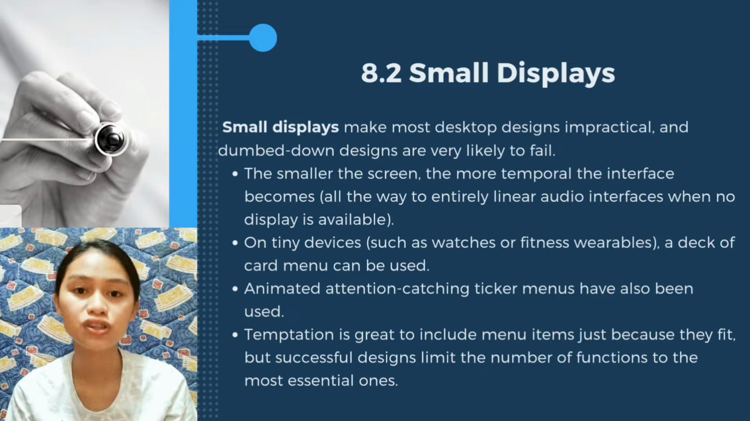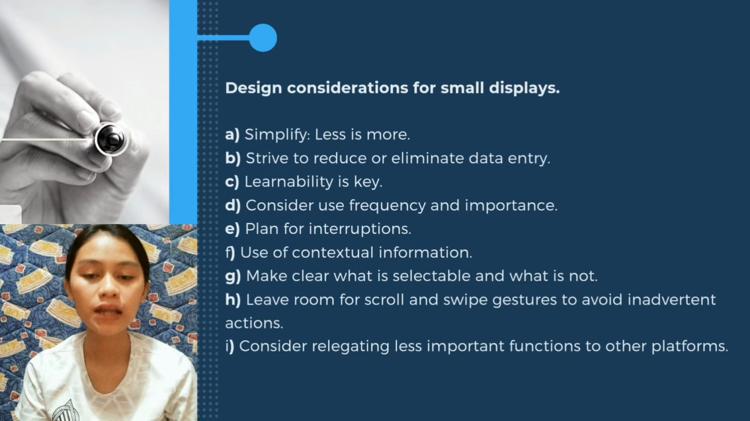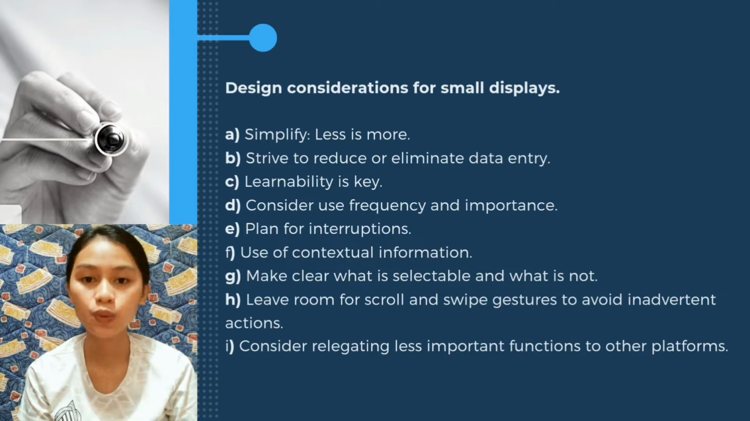Temptation is great to include menu items just because they fit, but successful designs limit the number of functions to the most essential ones. Following are the design considerations for small displays. Simplify, less is more. Strive to reduce or eliminate data entry. Learnability is key. Consider use frequency and importance. Plan for interruptions. Use contextual information. Make clear what is selectable and what is not. Leave room for scroll and swipe gestures to avoid inadvertent actions.